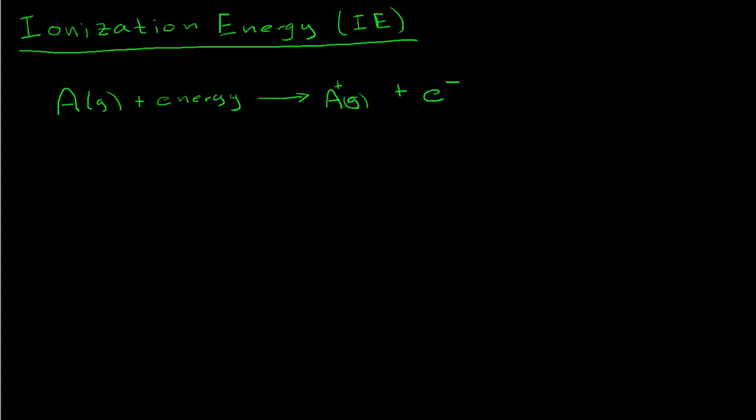This video is about ionization energy. Ionization energy is a very important property that we can measure about atoms. The idea is that we're going to take an atom in the gas phase, and I've represented that here in this equation by this letter A. Letter A just represents some atom, and it's a gas phase atom.